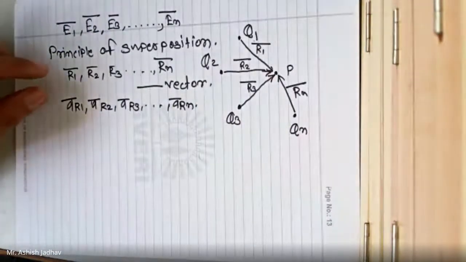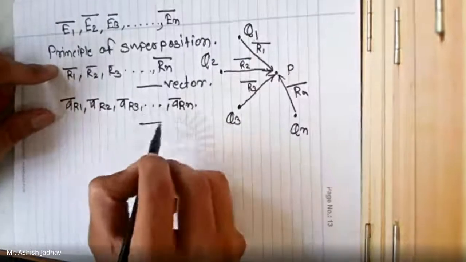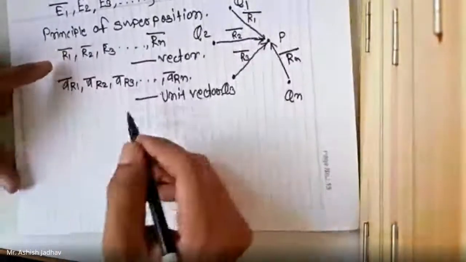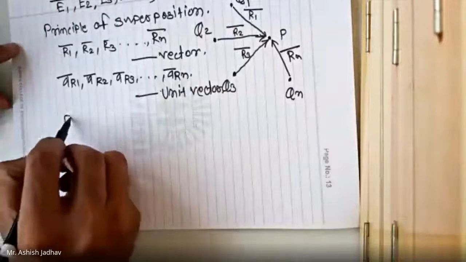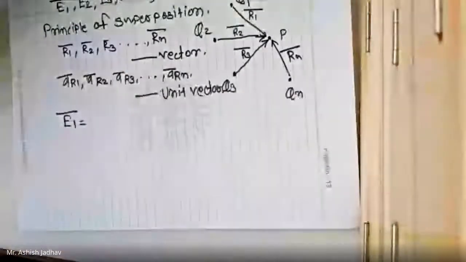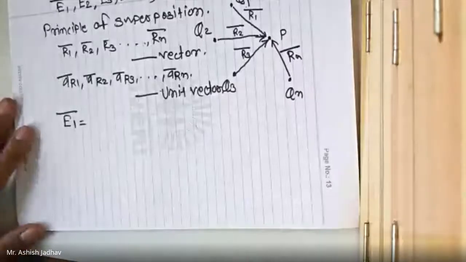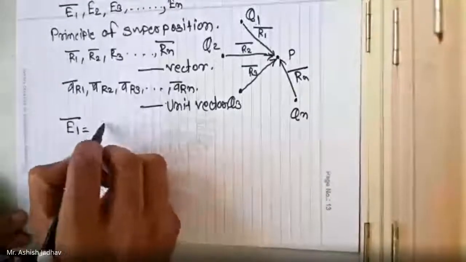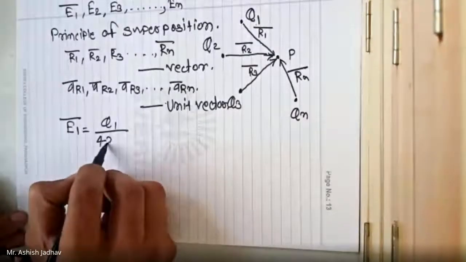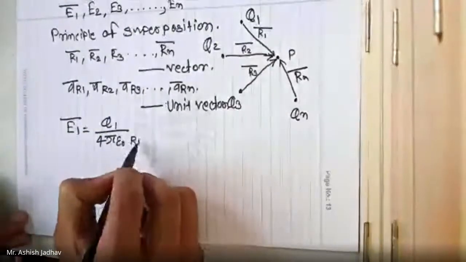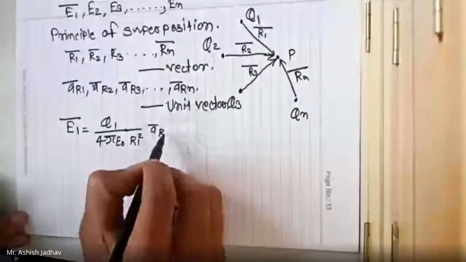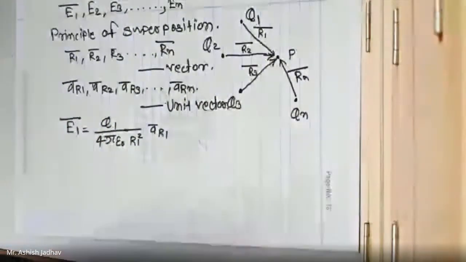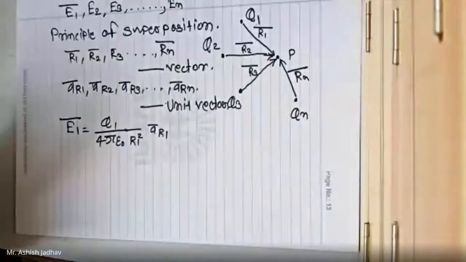So once we know the vector and the unit vector, we can calculate E1. How will you calculate E1 bar? By using the formula for electric field intensity. E1 is equal to Q1 upon 4 pi epsilon naught R1 square a bar R1. This is how you can calculate the electric field intensity at point P because of charge Q1.